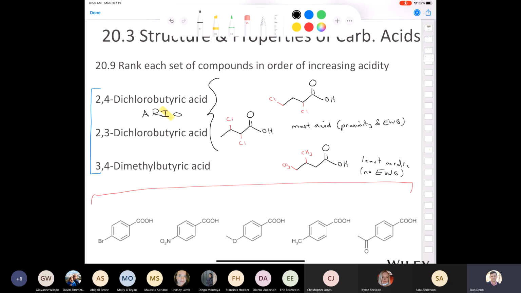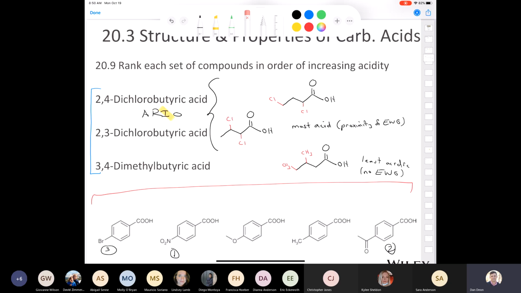The last one, I'll help you out with this one. If we look at all of these different groups and their ability to withdraw electrons, the two strongest electron withdrawing groups I see are a nitro and an acetyl group. And of course, a nitro is even more electron withdrawing. So this is going to be the most acidic. This will be the second. Remember that bromine is electron withdrawing based off of electronegativity, and it's electron donating based on resonance. But if you look at the last two, the methoxy and the methyl, those are both electron donating. So that's going to have the opposite effect.